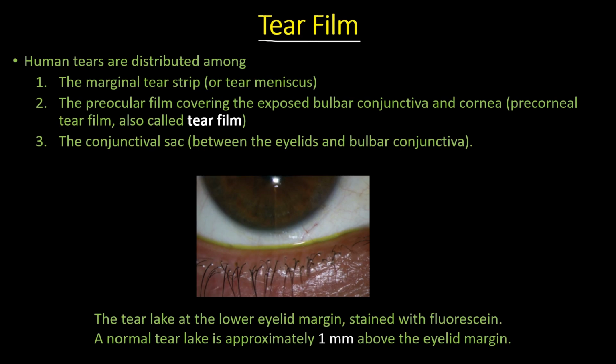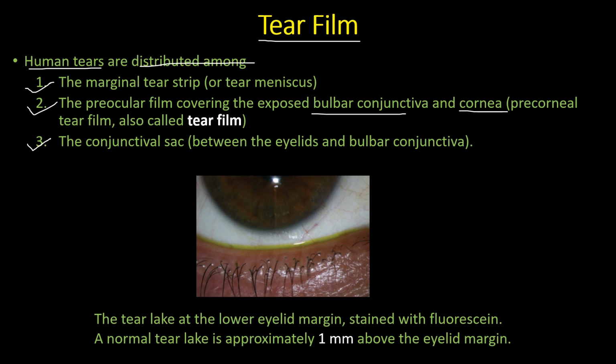Hi, today we are going to read about tear film. Human tears are distributed among three areas: the marginal tear strip or tear meniscus. The second one is the preocular film covering the exposed bulbar conjunctiva and the cornea, known as precorneal tear film, also called tear film, and the conjunctival sac between the eyelids and the bulbar conjunctiva.